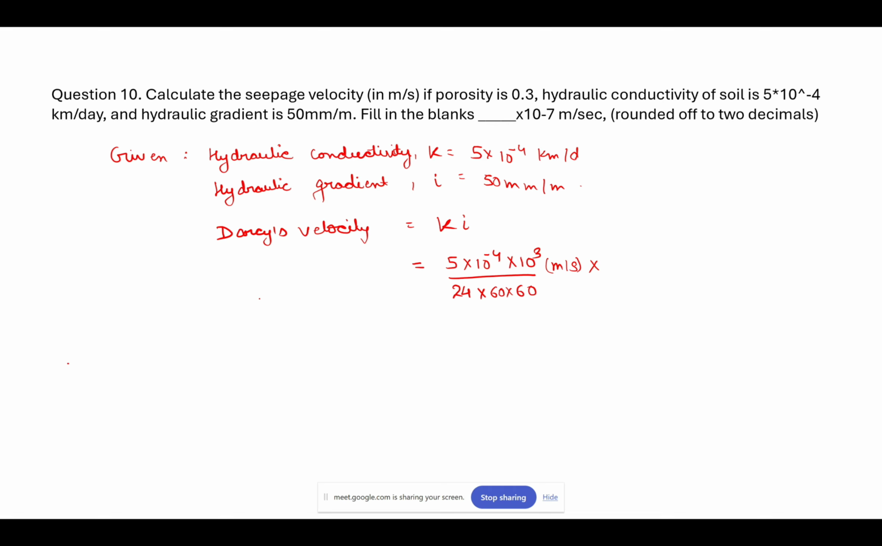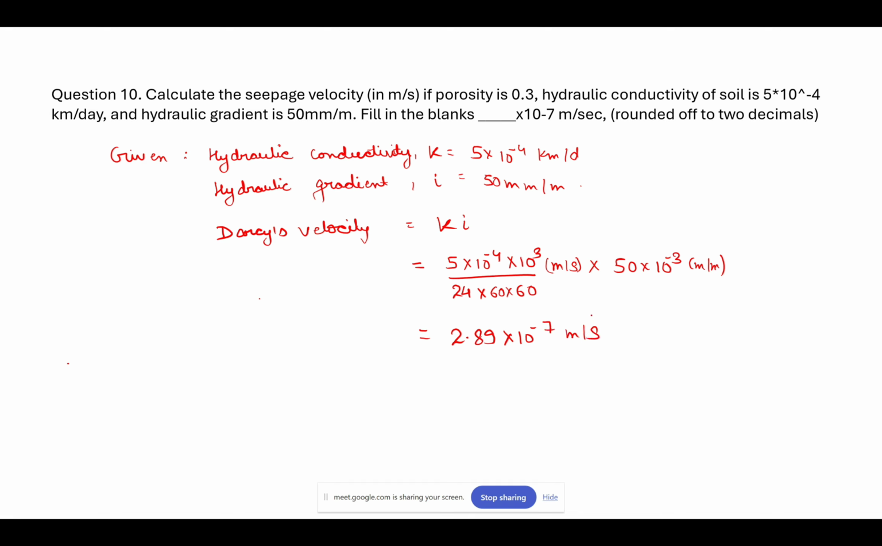So hydraulic gradient is 50 mm per meter, so I'll convert into meter per meter. So 50 into 10 raised power minus 3. So it will be meter per meter. So let's solve this. So we are getting 2.89 into 10 raised power minus 7 meter per second. So this is the Darcy's velocity.